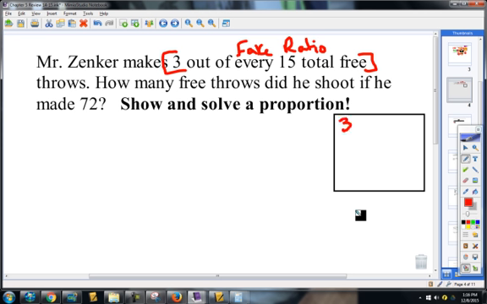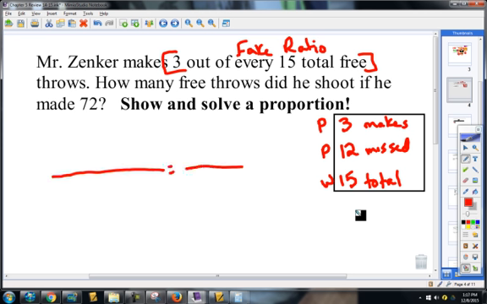Well, if I know he makes 3, and I know he took 15 total, again, I can subtract to find a part, always, because remember, part, whole. I know that he must have missed 12 of them, because if you add your makes and misses, it'll give you the total amount shot. So, here we go. It's going to be a proportion.